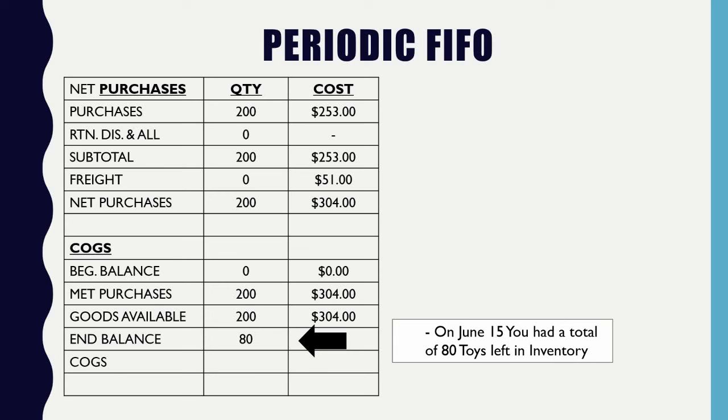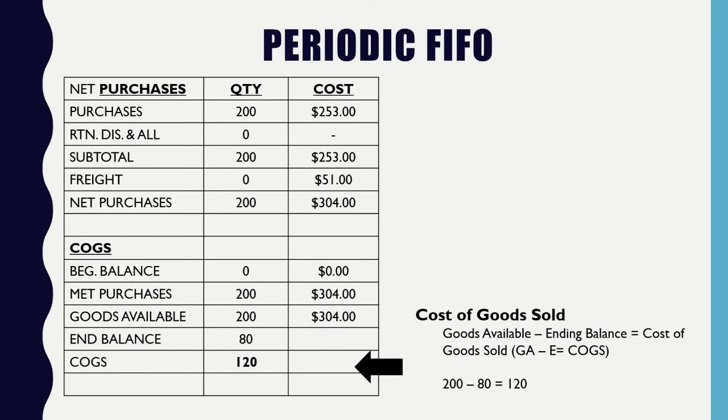So therefore, now that I have 80 units left, the next assumption is I need to figure out what my ending inventory or my cost of goods sold is. Because if I had goods available of 200 to sell out to the public, and I had an ending balance of 80 units left, my assumption is I must have sold 120 units. So if I start with 200 and have 80 left, I simply subtract those two numbers to get my assumption that I must have sold 120 units.